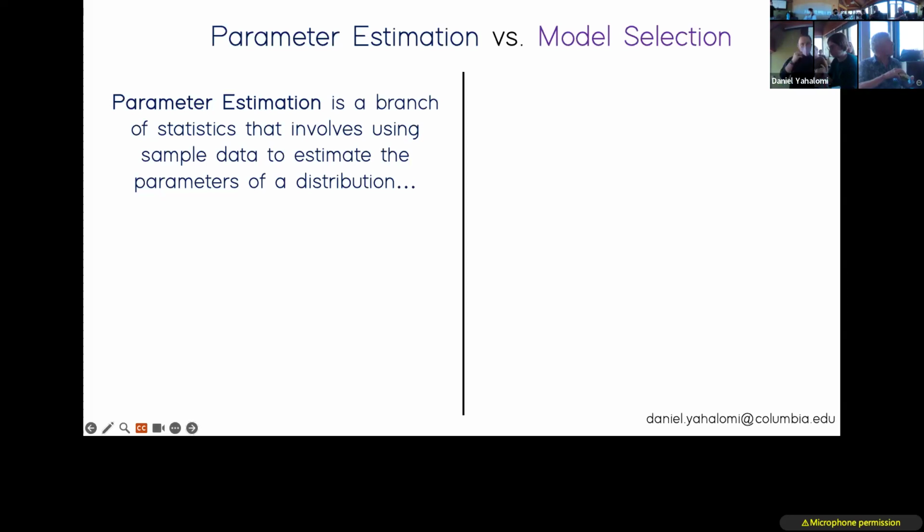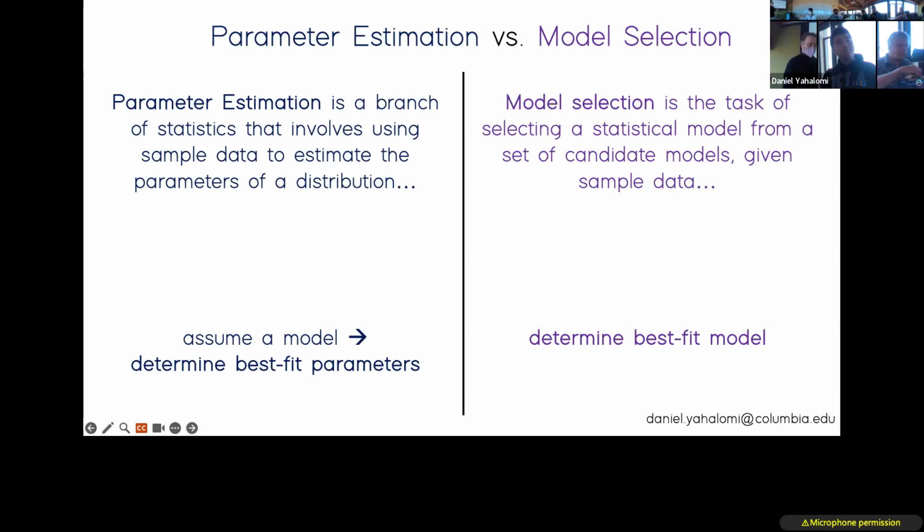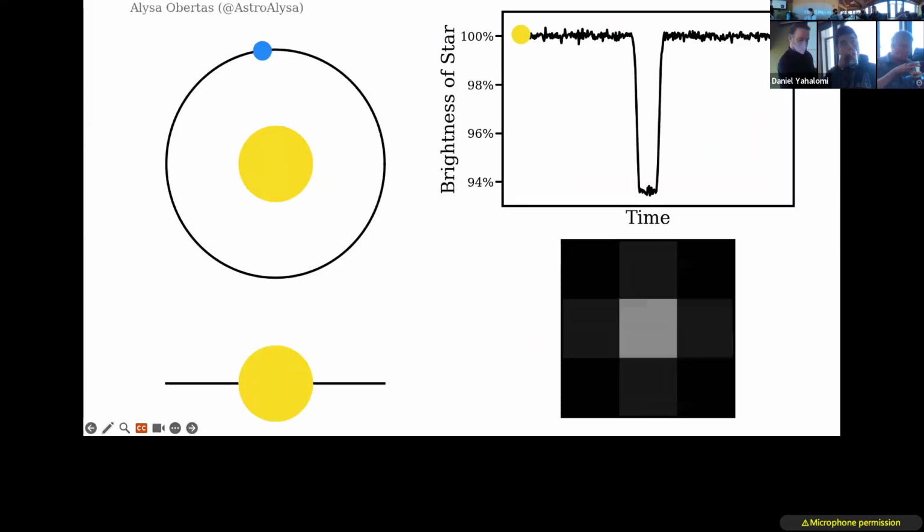All right, so just to start, I'm going to jump in by having a little differentiation between parameter estimation and model selection. Parameter estimation is a branch of statistics that involves using sample data to estimate parameters of a distribution, whereas model selection is the task of selecting a statistical model that best represents your data. So you can think of it as: parameter estimation is assume a model, determine the best fit parameters, whereas model selection is determining the best fit model. And so that'll come up throughout my talk. There are 2 different ways of approaching the science.